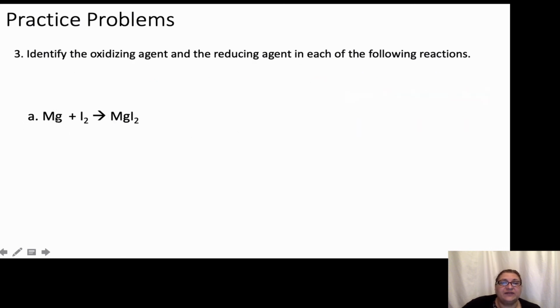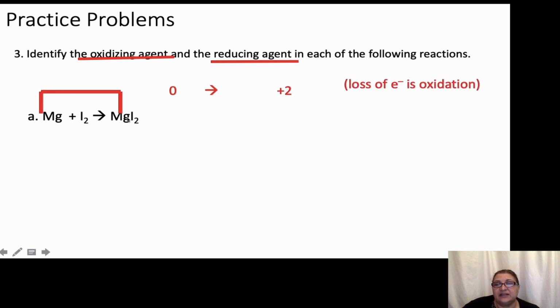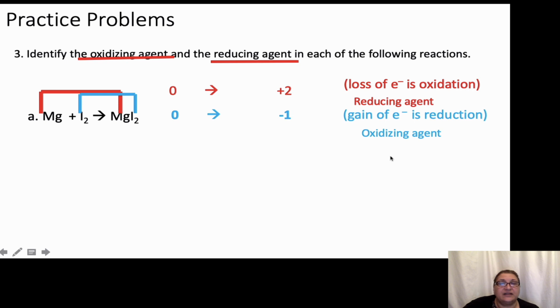Now for this one, we have to look into it. Iodine, it's in 7A, it gains an electron, so it's negative. And magnesium is in 2A, it loses 2 and becomes positive. So we have to determine reducing agent or oxidizing agent. Magnesium goes from 0 to positive 2. So it lost electrons, and that's being oxidized, and it's a reducing agent. Iodine goes from 0 to negative 1. It gained an electron, it's being reduced, and it's an oxidizing agent.